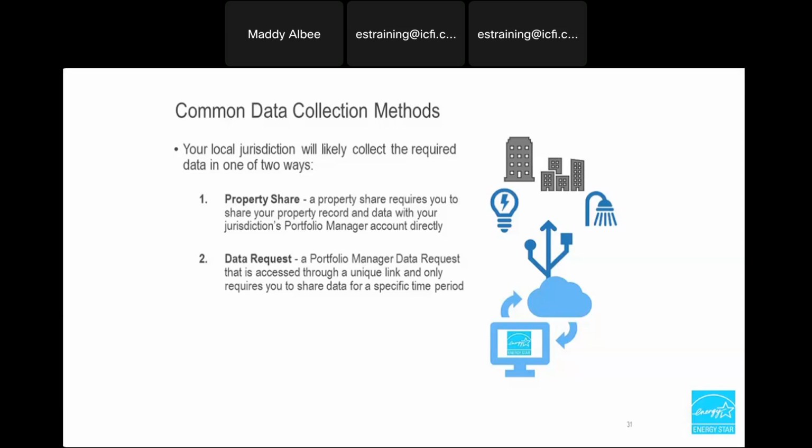The second option is a data request. If your local jurisdiction is using this option, then they will provide a link for you to access and respond to their request. That link is usually provided through an email, a guidance document, or on their website. And with that data request, you are providing your jurisdiction with limited data points that are specified in that request, rather than sharing the property record.